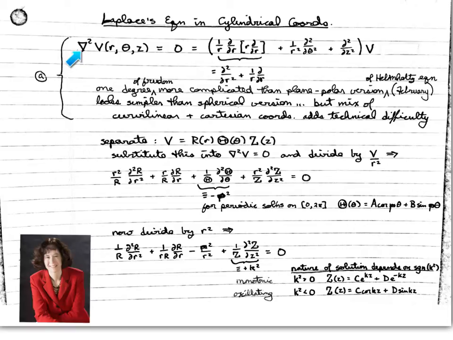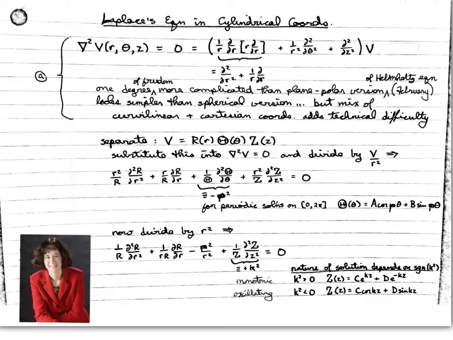The del squared operator in cylindrical coordinates looks like this: a collection of r derivatives, a pair of theta derivatives with a 1 over r squared factor, and a pair of z derivatives, all acting on the potential. We can rearrange the r derivatives to show that they are in fact a double derivative plus 1 over r times a single derivative, and that will be useful later on. At first glance, this doesn't look so bad.